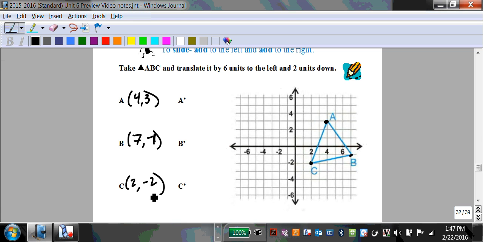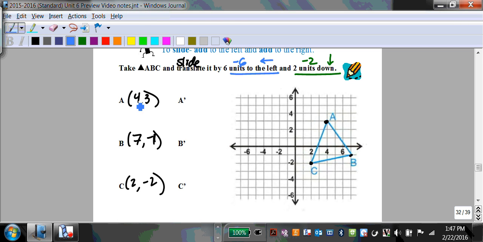So it says we're going to take this triangle ABC, we're going to translate, and remember translate just means we're sliding it around, 6 units left, that means we're going to do -6 for our horizontal, 2 units down, so we're going this way down, so that's technically -2. So let's use little arrows to help you envision it.